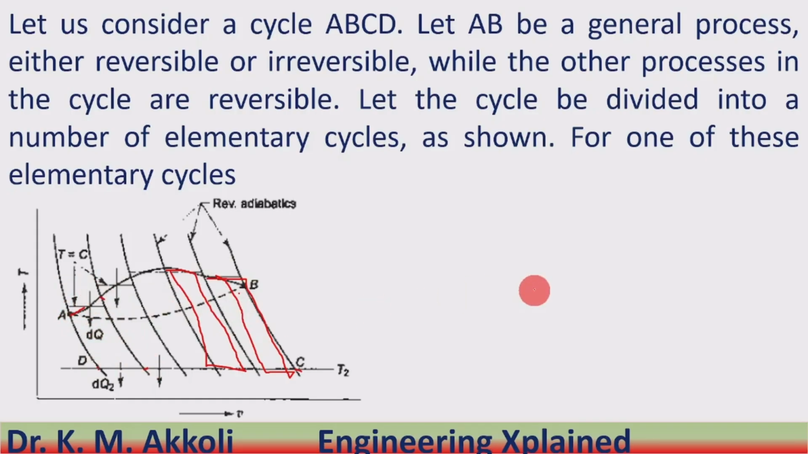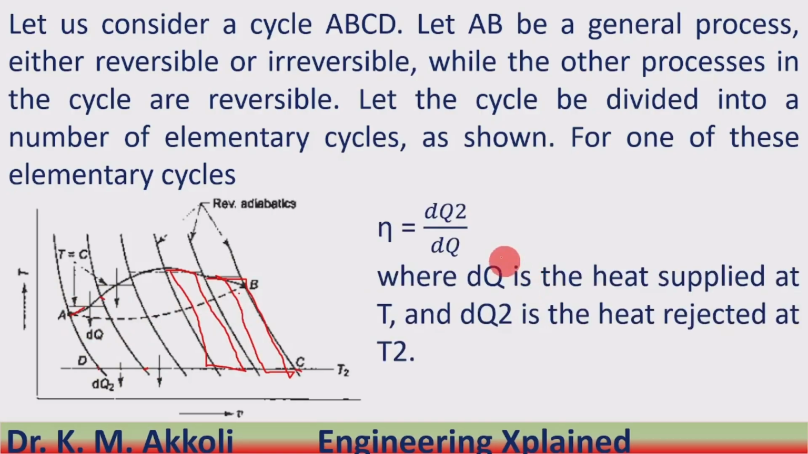For this one elementary cycle, we can write the efficiency is equal to dq2 by dq. Output to input heat transfer, dq2 by dq, where dq is the heat supplied at T, and dq2 is the heat rejected at T2. By considering output to input, we can write this efficiency.